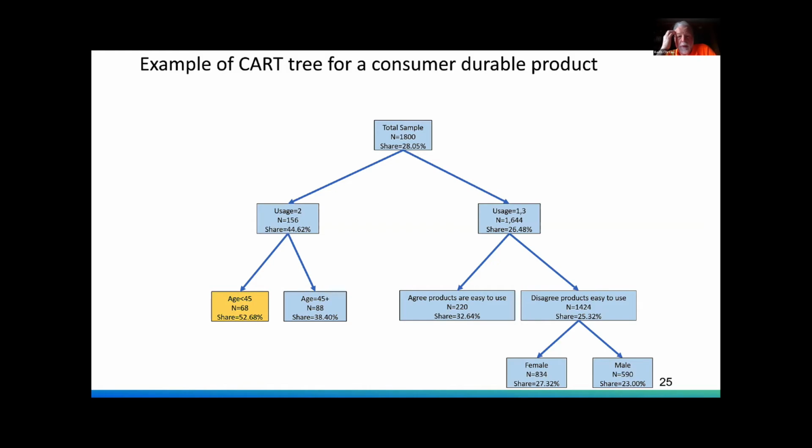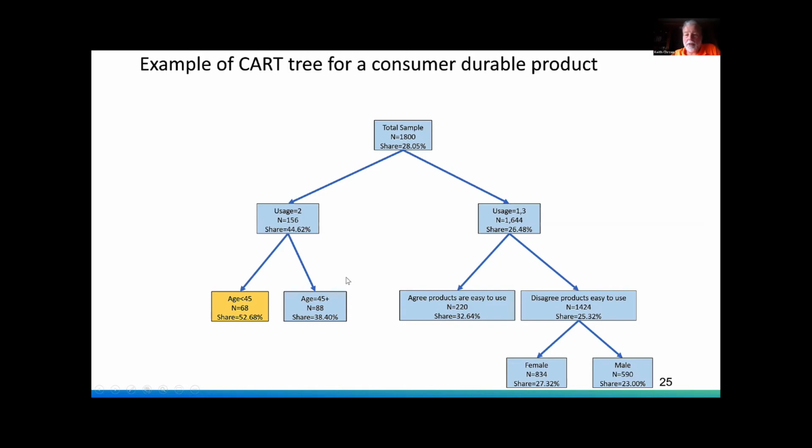They were using it for different reasons. People who used it for usage number 2, again, I've had to disguise these results a little bit, out of 3 had a 44% share of interest, whereas people who used it for purposes number 1 or 3 had only a 26% share of interest in the new product. Among those usage equals 2 folks, we split further based on whether they're younger, under age 45, or 45 plus. Those under 45 have a 52% likelihood of buying our new durable product, whereas the over 45 folks were less so, about 38%.